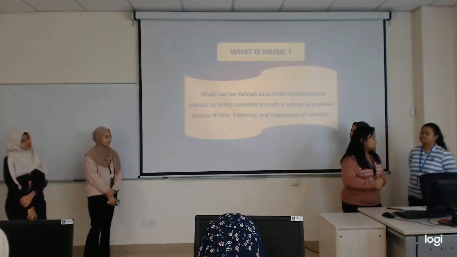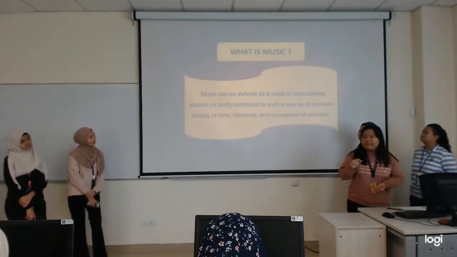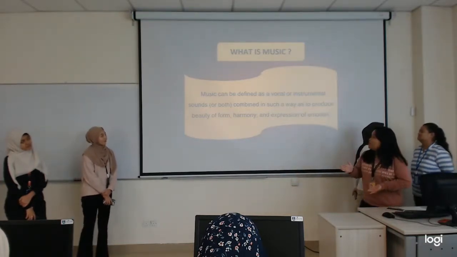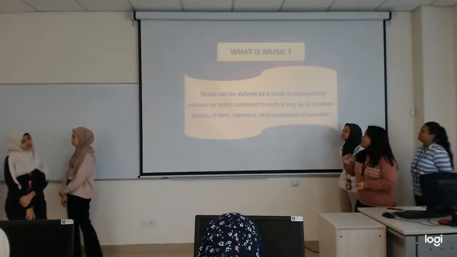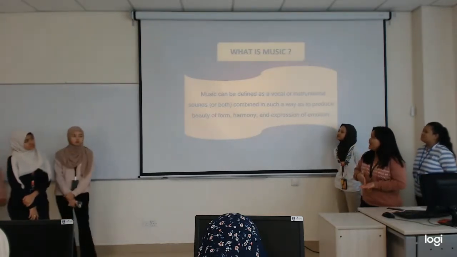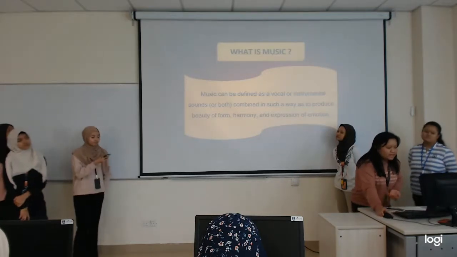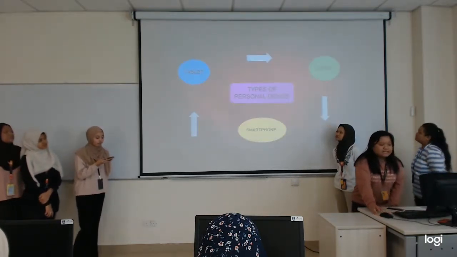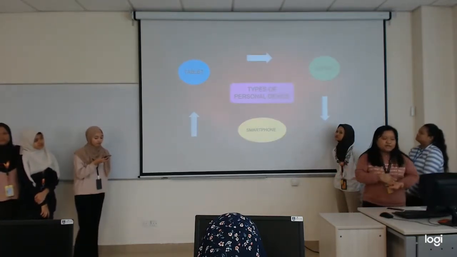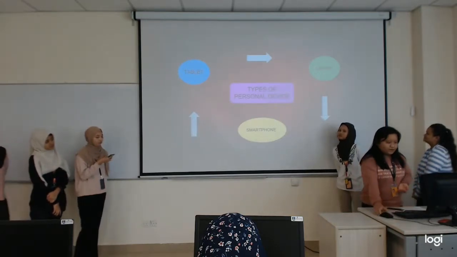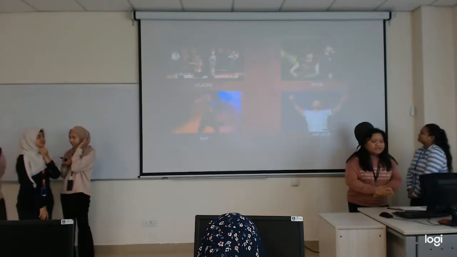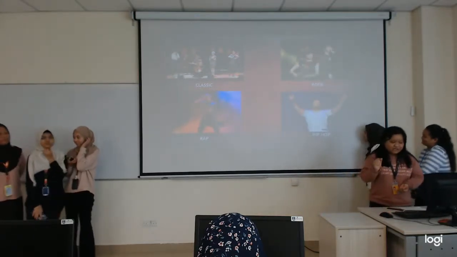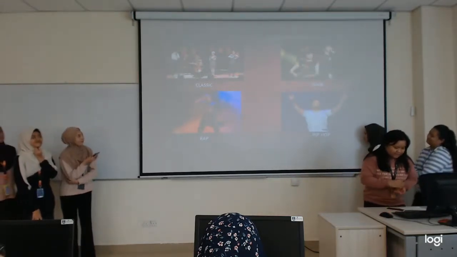First of all, what is music? Music can be defined as vocal or instrumental sounds or both, combined in such a way as to produce beauty of form, harmony, and expression of emotion. Next, types of personal device, which are tablet, laptop, and smartphone. And the last one, there are several types of music genre. The first one is classic.